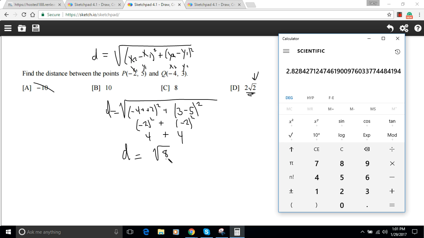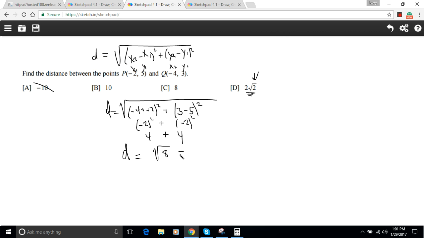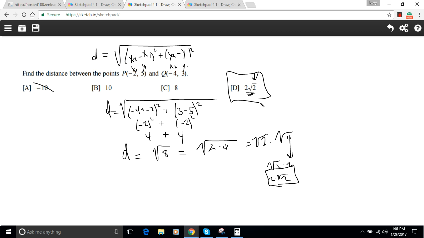You could also just factor this, and this is probably what math teachers would want you to do. They'd want you to say, well, I know that 8 is 2 times 4, and I can rewrite the square root of 2 times 4 as the square root of 2 times the square root of 4, and I know that the square root of 4 equals 2, so really this is the square root of 2 times 2, and I can just rearrange the way I write that, so 2 times the square root of 2. So there it is, and that's our answer up here.